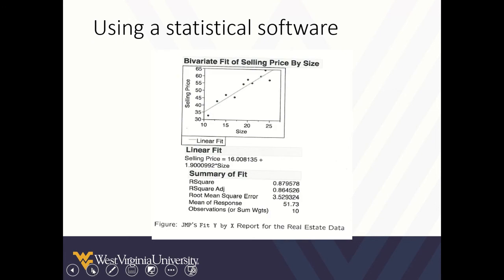If we were to use statistical software, this would be an example of one of the printouts where our line of best fit would be selling price equals 16.008135 plus 1.9000992 multiplied by size.